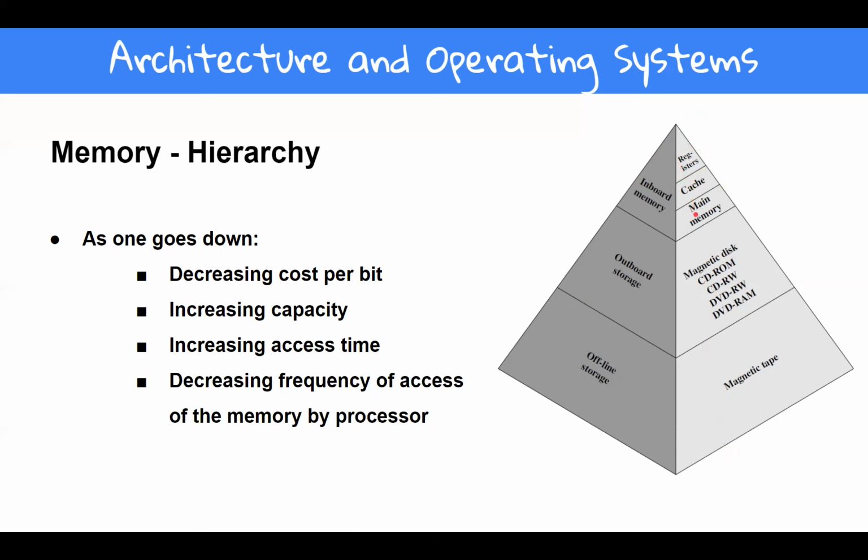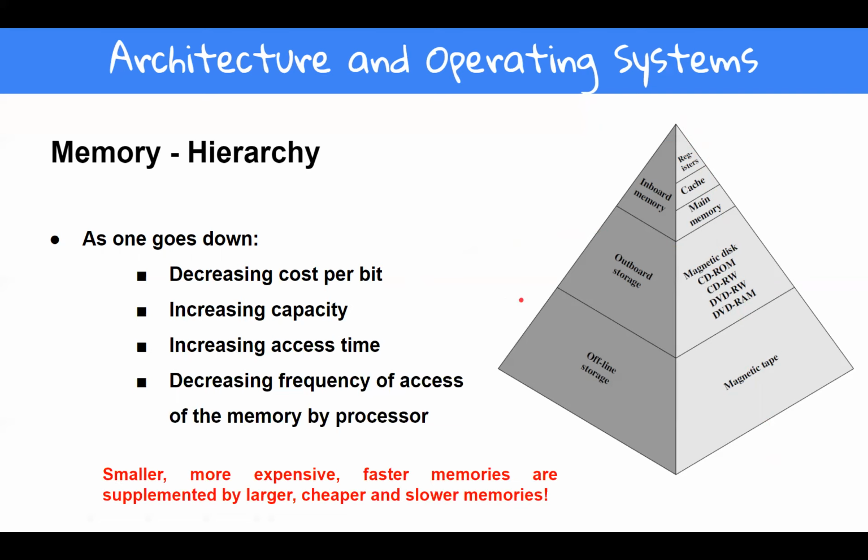Less cache, less main memory, less hard drives and CDs and external hard drives if you want. So this is the way. Actually, when you go down, it shows the decreasing frequency of accessing of the memory by a processor. So what should be done?